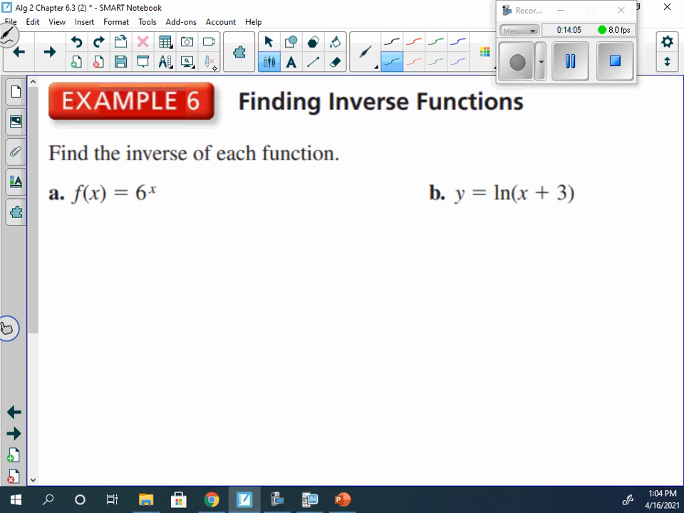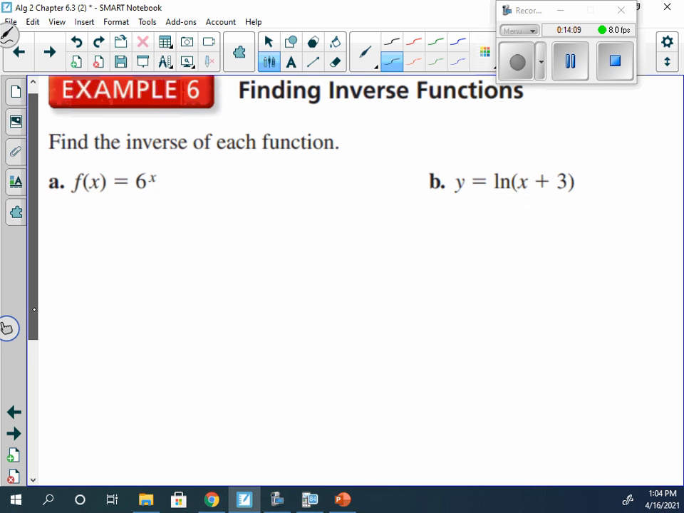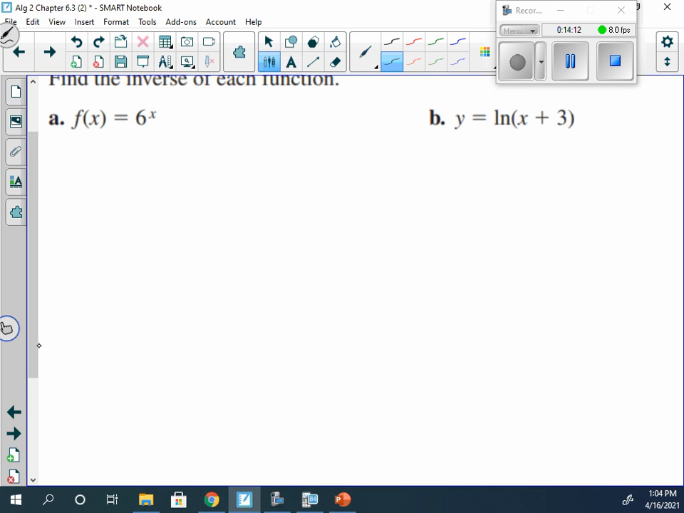Let's look at this other one here. y equals ln of x plus 3. Now, luckily for us, they already have it as y equals. We don't have to change from f of x to y. So we can go on and do our first step, which has us flipping x and y. So we're going to rewrite this as x is equal to the natural log of y plus 3.